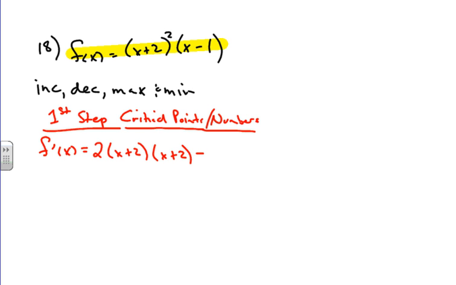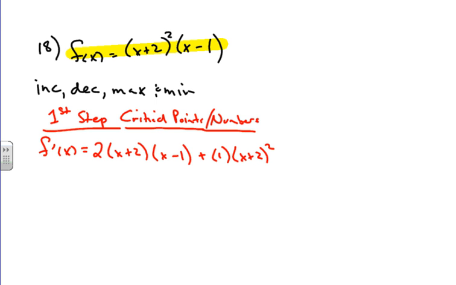So I started off, as you can see, by finding the first derivative by using the product rule. We're going to take the derivative of our first function, and we're going to use the chain rule. So 2 times the quantity x plus 2 times the derivative of the inside, which is 1, times x minus 1. And now we're going to take that and add it to the derivative of x minus 1, which is 1 times x plus 2, that quantity squared.